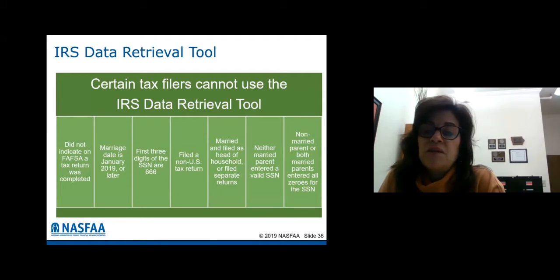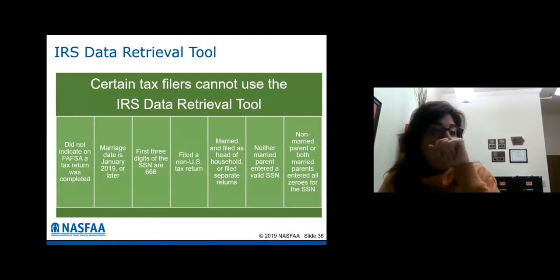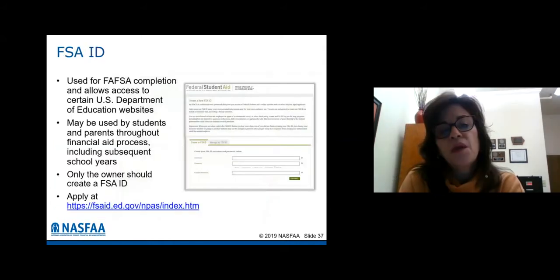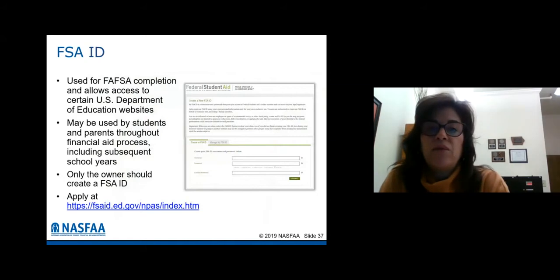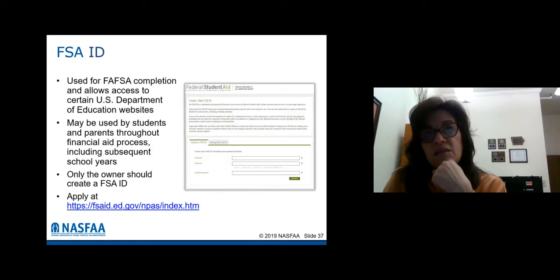If the parents didn't provide a Social Security number that is valid, they won't be able to. And if they entered all zeros for Social Security numbers. Again, we talked a little bit at the beginning about needing a user ID and a password. That's completed at the FSA ed.gov website. And that is, again, you'll want an FSA username for the student and for the parent.